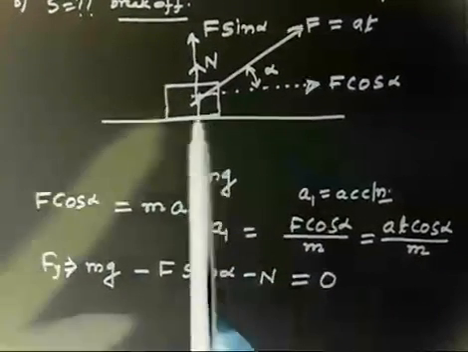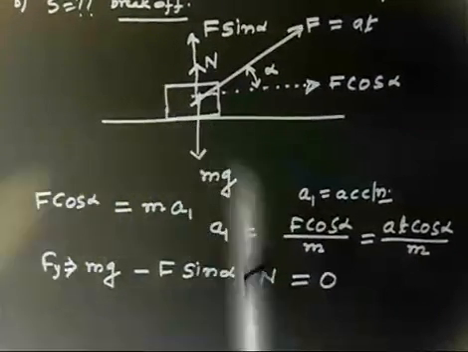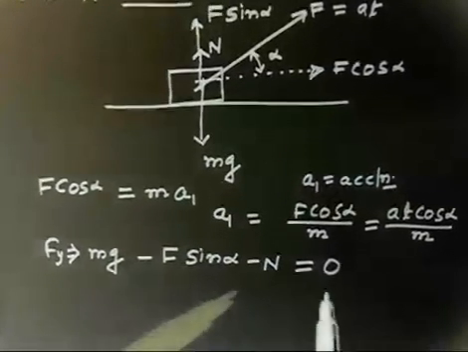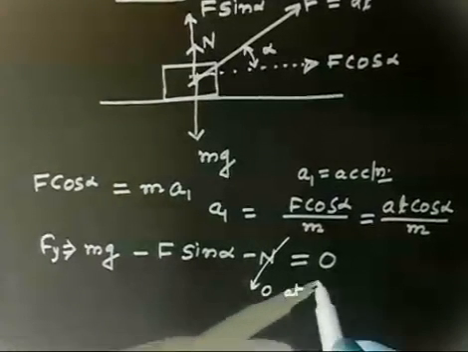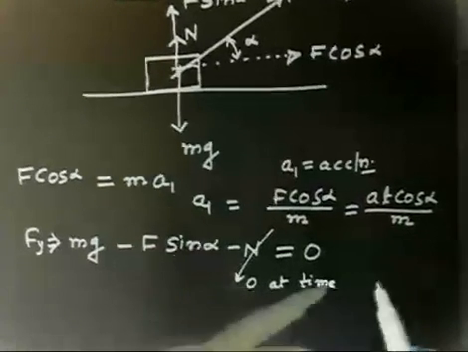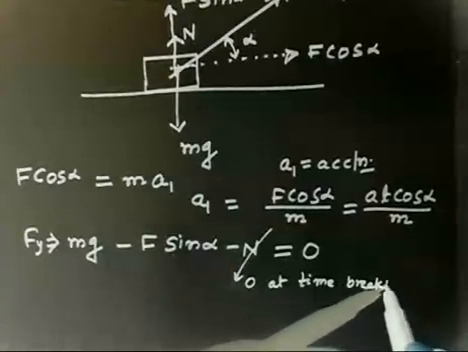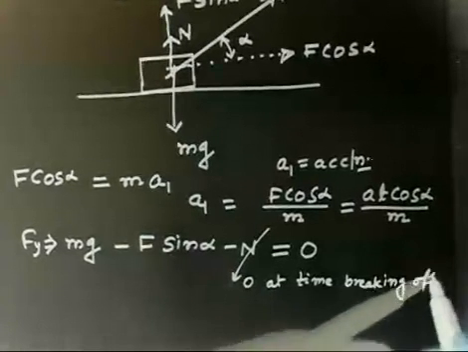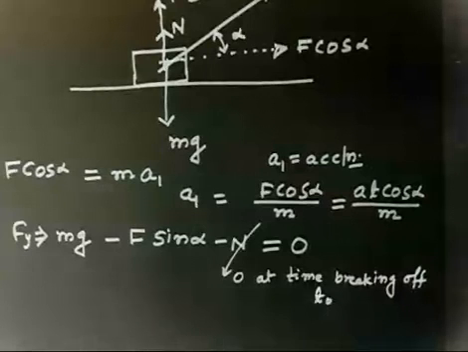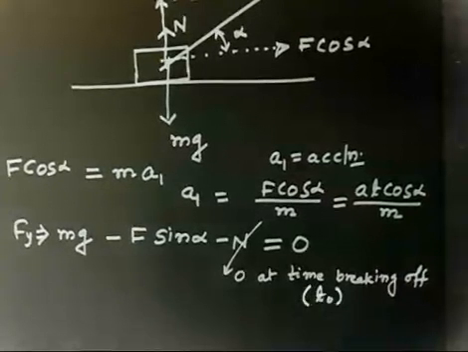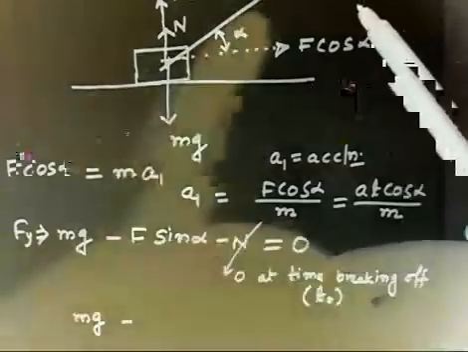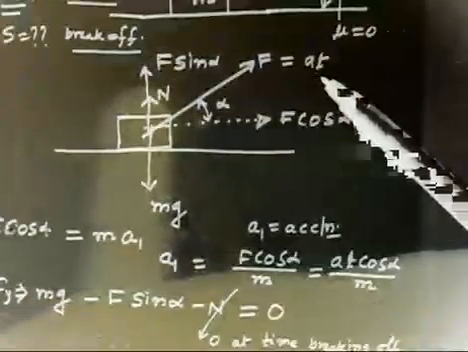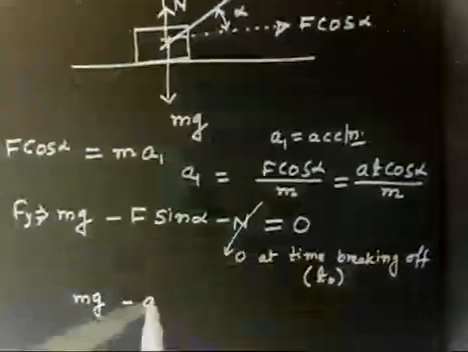Now there is a point when the body just breaks off, and at the point of breaking off the normal reaction will be 0. Are you getting it or not? At the time of breaking off, let us say this time is t naught. So now I can write mg minus, now the force is a into t, so at time t naught it is a into t naught.